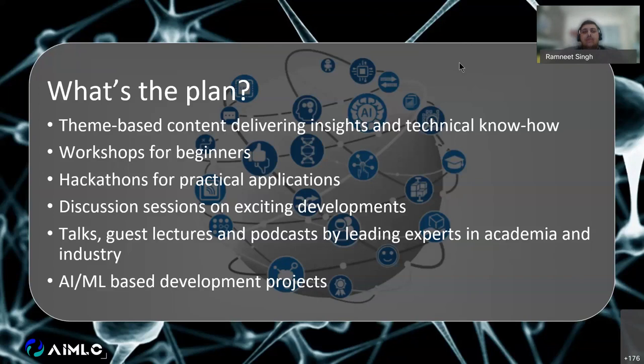Then, so this is going to be probably our main part of the plan is the theme-based content, all right? So what we're going to do is for every semester, we're going to have a theme. And what are examples of themes? Themes can be something like AI in healthcare, or AI for social good, right? Or AI for finance. So we're going to choose a theme and we're going to focus on that theme for one semester.